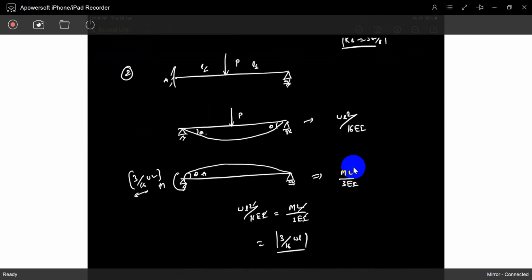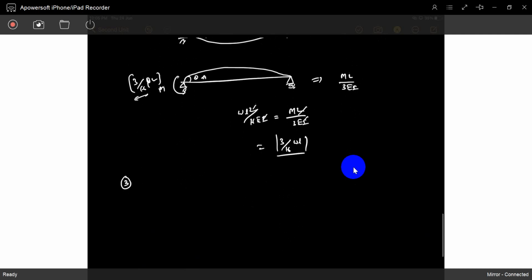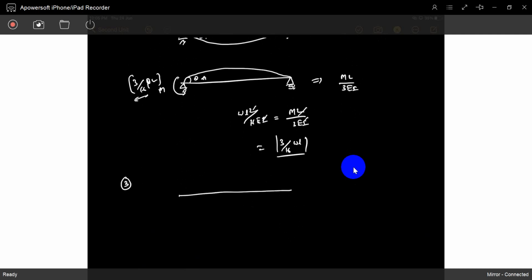It's not W. Why not? It's a P, which means it's PL square, not a W. So it is 3PL by 16. Get it now? Once you get 3PL by 16, you can solve it for RB and for RA. No need to do it again, we already solved it. That's it. And I will do one other problem once again. That is important, we already solved it.